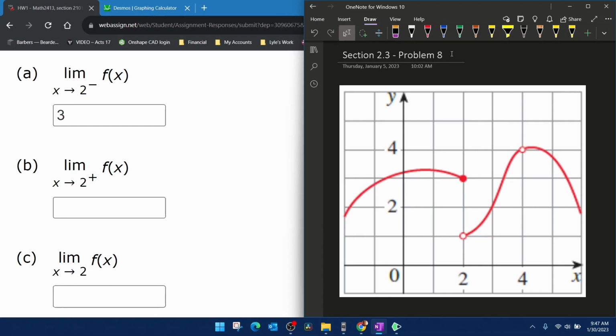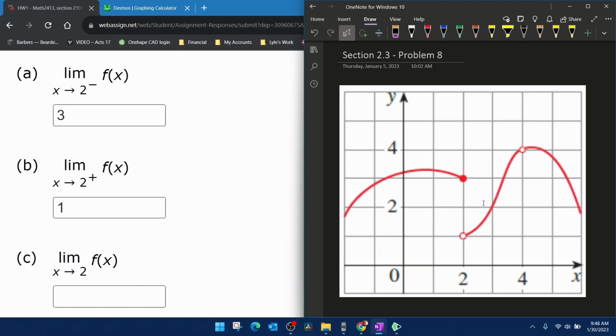Next, they want the limit of the function as x approaches 2 from the right. And so now as we approach 2 from the right, we can see that we're going to be on this part of the graph. And if you watch what happens as we ride this graph in close to 2, we can see that we're approaching a height of 1. So we can say the limit as x approaches 2 from the right of the function is 1.